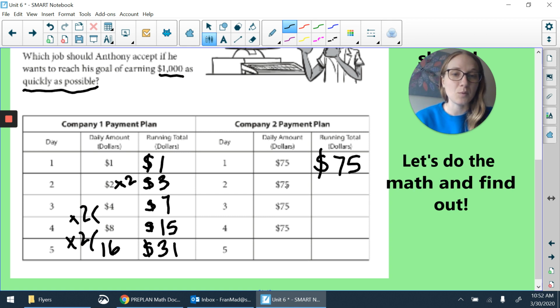And just like we did in company 1's plan, we're going to take our total in his savings account and add it to what he earned on day 2. So 75 plus 75. Now I could go ahead and jot this out on paper, but I'm thinking this would be a really good opportunity to use my quarters strategy. So thinking about $75 as quarters, that would be 3 quarters or 75 cents, and then adding it to another 3 quarters. So a total of 6 quarters, I know, is going to make $1.50.